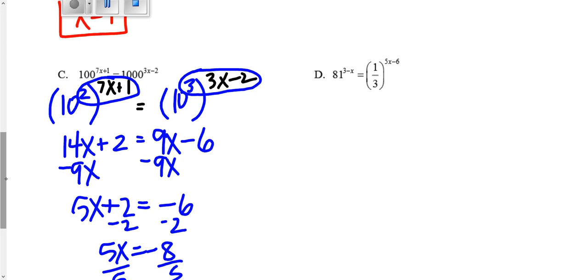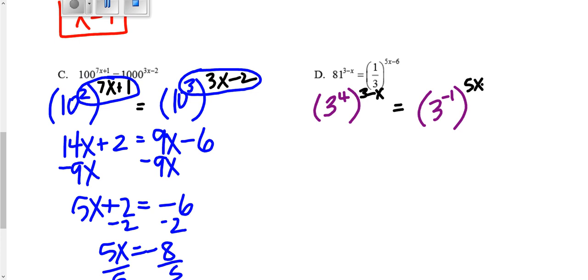All right, so moving on to D, the last example of this first method. 81 and 1/3. We have to write those in the same base. I'm recognizing that 81 is the same as 3 to the 4th power. And the reason that that's helpful is that 1/3 is the reciprocal of 3. So I could write that as 3 to the negative 1st. They're both in base 3, but I haven't changed those original numbers. Carry down your original exponent, so 3 minus x on this side, 5x minus 6 on this side.